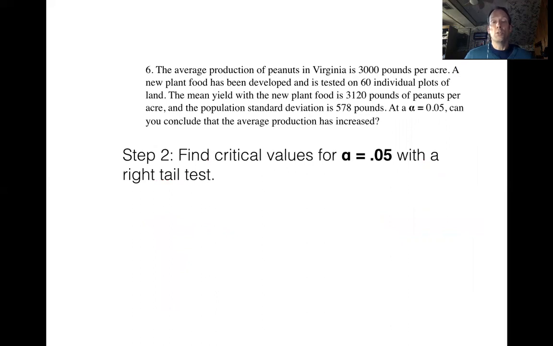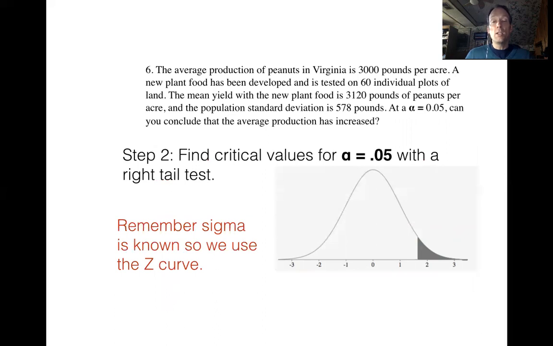Now it's time for our critical values. We just need to know 2 things to find the critical values: the alpha of 0.05 and that we're doing a right tail test. But we're going to go ahead and sketch a curve. And one thing that we have to be really careful of, inside the question, we have a population standard deviation. So that means we're going to use the Z curve, not the T curve.